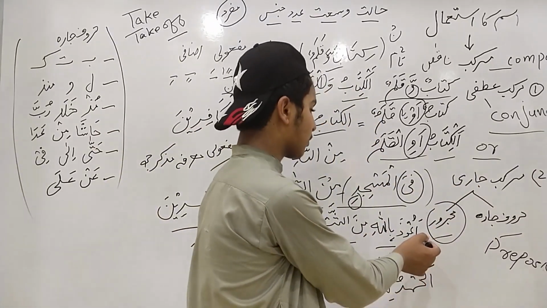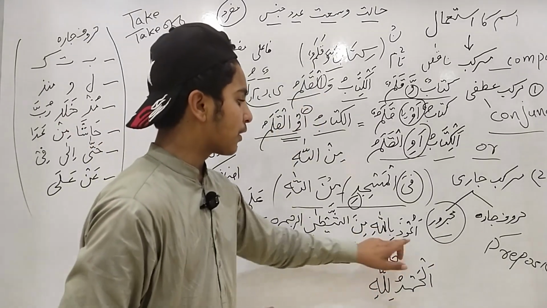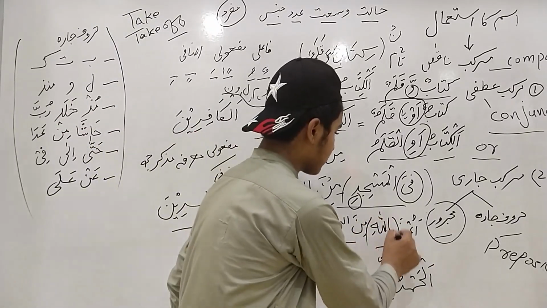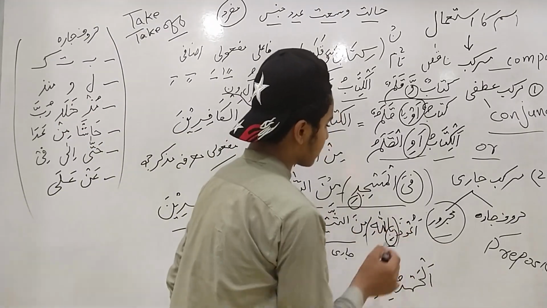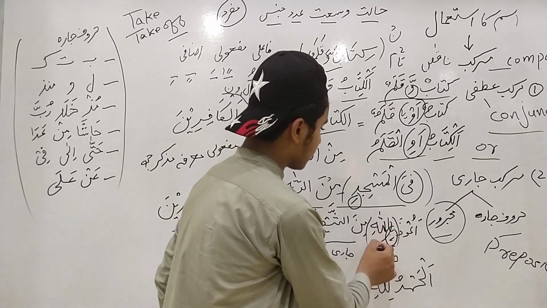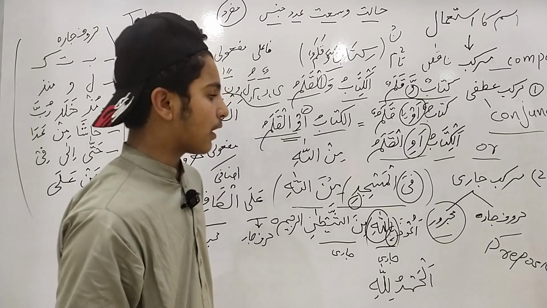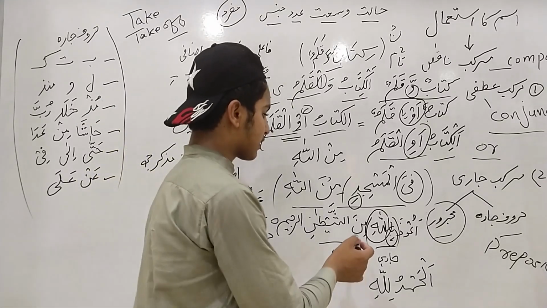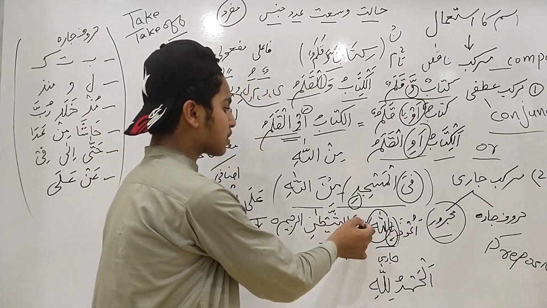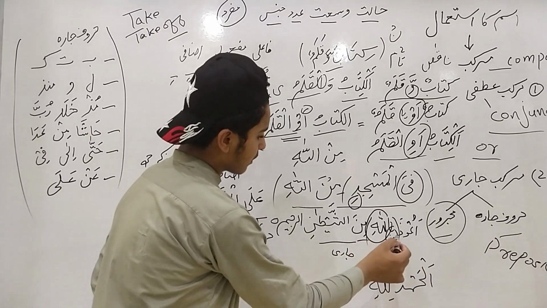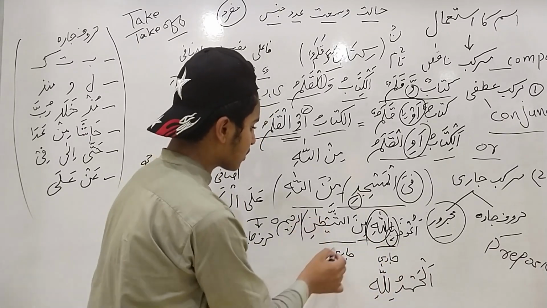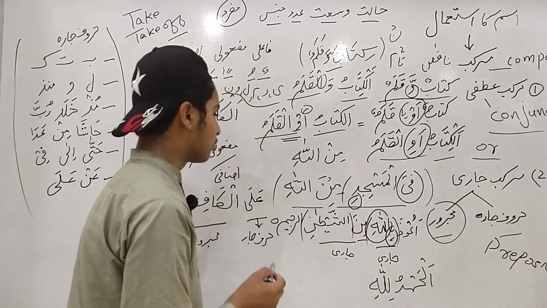Another example from the Holy Quran is a'udhu billah. In a'udhu billahi, this is a Murakkab Jari. This ba is the preposition and Allah is known as majroor, and Allah in izafi halat is in the genitive case. The second example is minash shaitani. Min is the preposition and ash-shaytani is called majroor.